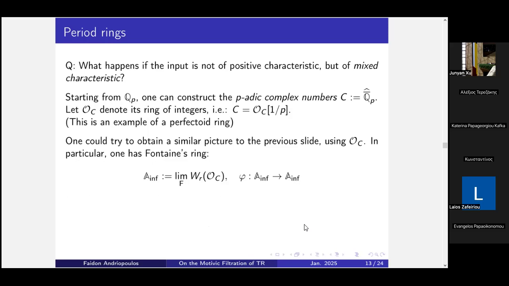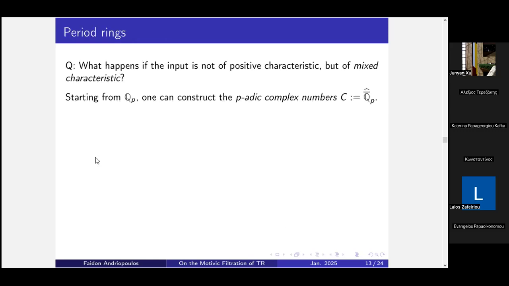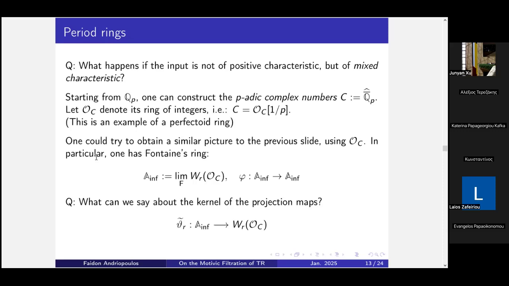Let me go back to the previous slide. Before, when we had these projection maps from Z_p to W_r of F_p, the kernel was generated by a power of p. So the question is, what happens in this more complicated case, where the input is not a finite ring, but something much larger?